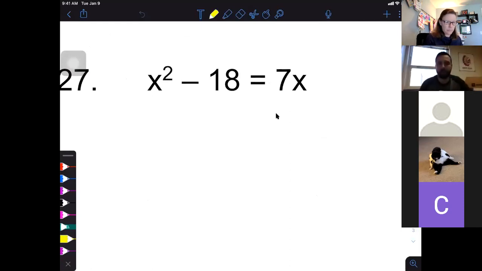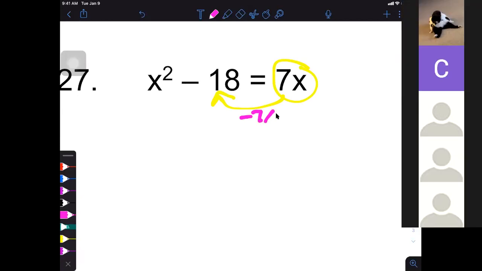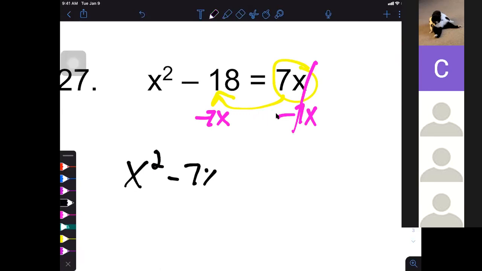So when you're solving, you want to get the quadratic equation equal to 0. So we're going to bring this 7x over to the other side. The way you do that is by subtracting 7x from this side, but also from this side. So these 7x's will cross out. You'd be left with x squared minus 7x minus 18. 7x minus 7x gives you 0.